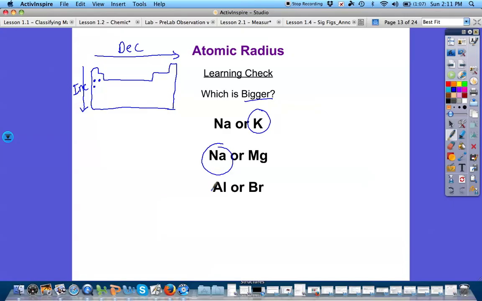And then our next one is aluminum and bromine. Well, this is a little bit harder, but if you take a look at your periodic table, they're not in the same group, they're not in the same period.